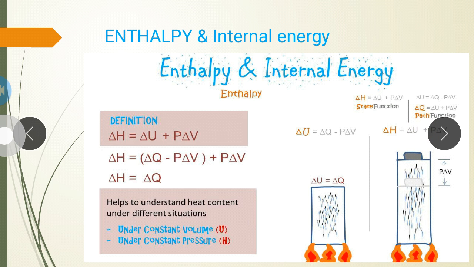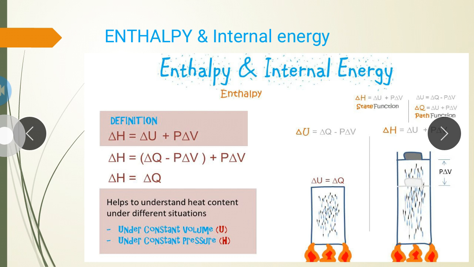Delta H is equal to delta U plus P delta V, and delta U is delta Q minus P delta V. So here delta U will be equal to delta Q if there is no change in volume. If there is no change in volume, then delta V will be equal to 0, and the entire P delta V term will be 0. So delta U will be equal to delta Q. That is what this first diagram shows.